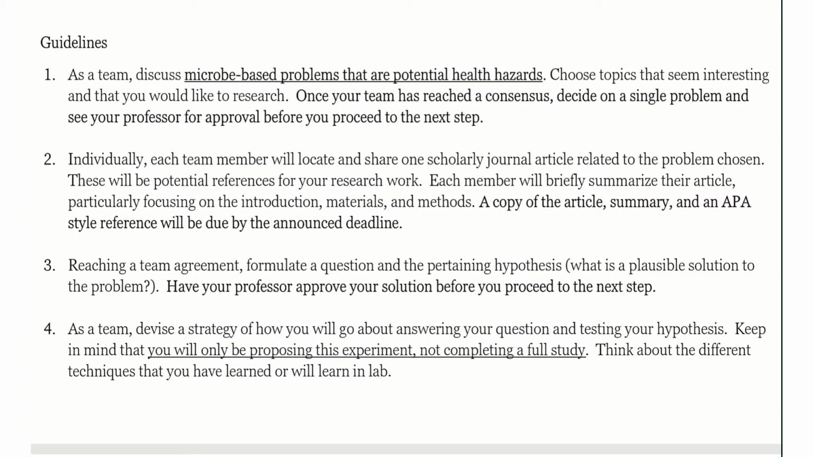Number 2, individually, each team member will locate and share one scholarly journal article related to the problem chosen. These will be potential references for your research work. Each member will briefly summarize their article, particularly focusing on the introduction, materials, and method sections. A copy of the article, summary, and an APA-style reference will be due by the announced deadline.